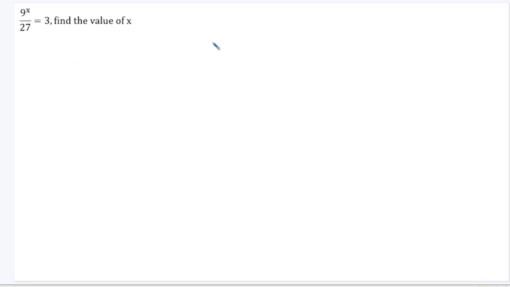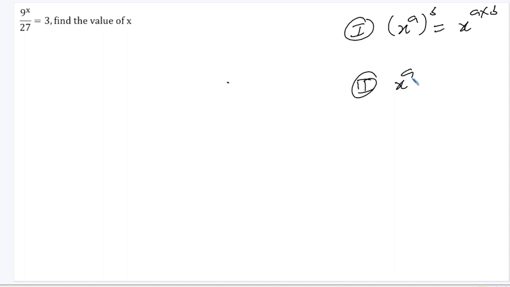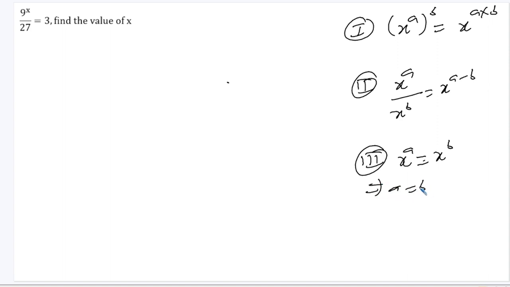Now, in the exam, we don't really get a question in which only one concept of exponents is involved. We might get a question where we're using more than two concepts or maybe three, four concepts at the same time. So here in this question, I'll be using three concepts. One concept I'll use x to the power of a to the power of b, the product of a and b. Second concept I'll be using is x to the power of a divided by x to the power of b is the subtraction of the two powers. The third concept I'll be using is x to the power of a is equal to x to the power of b implies a equal to b. Let's check what we are doing here.